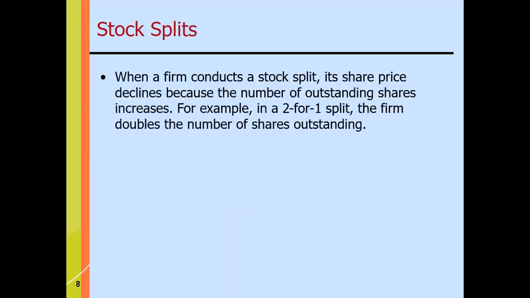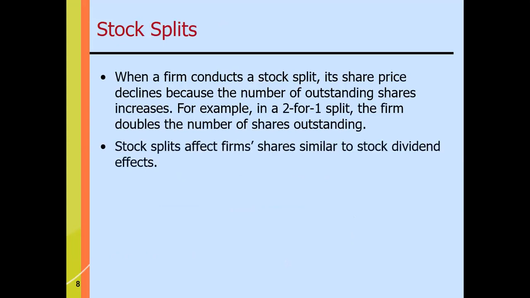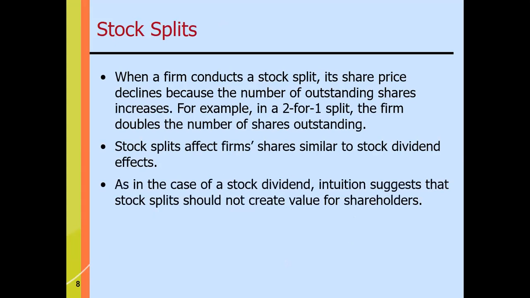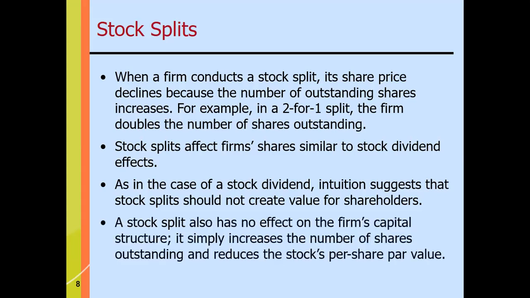Stock splits we have already mentioned, like 2-for-1. So this would mean that, for example, if the number of shares was 20 million and you want a 2-for-1 split, that would become 20 million times 2, 40 million. And then for the par value, let's say the par value was 50. With a 2-for-1 split, it will become 25. Stock splits affect firms' shares similar to stock dividend effects, of course. So again, I've already discussed that in the previous slide. It will not increase any value for shareholders, and it would not also have an impact on the capital structure.